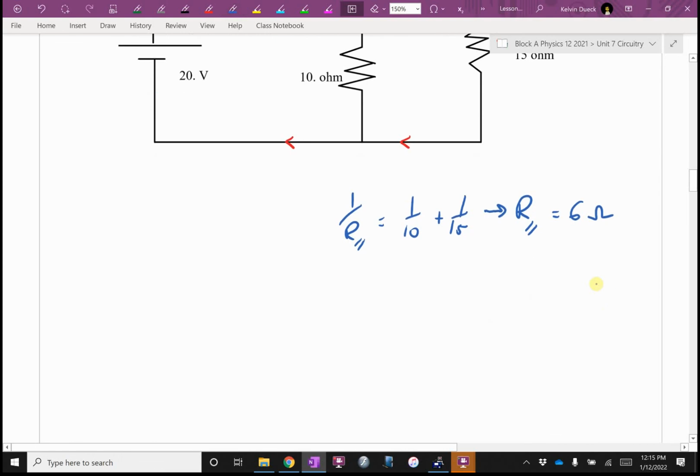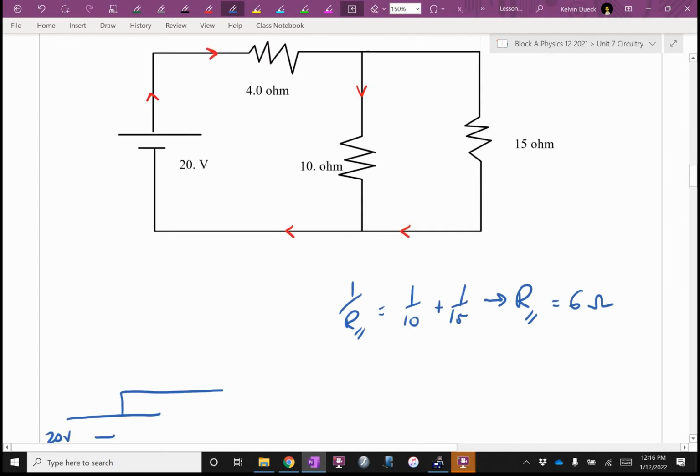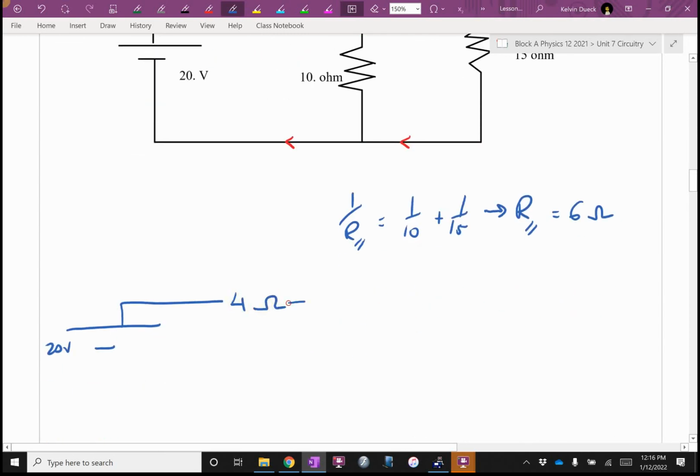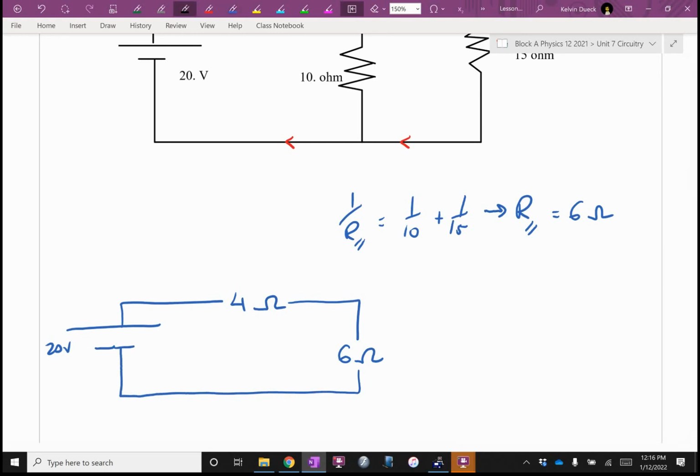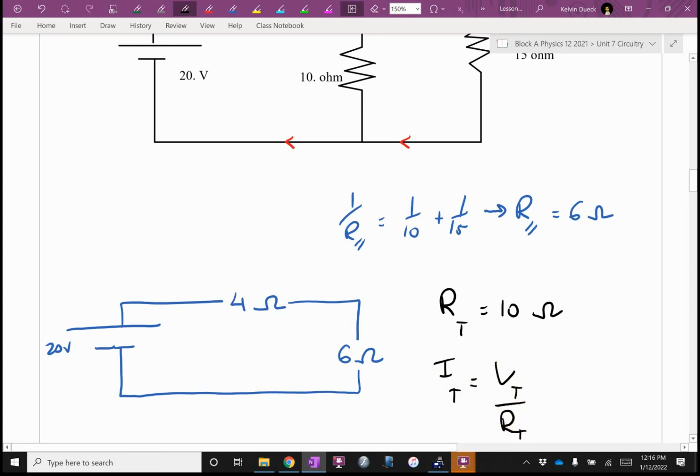So, I'm going to argue, if I do a quick sketch, that this circuit is actually a 4 ohm and a 6 ohm. How does that help? What's R total? What's the total resistance of this circuit? Now I can find I total, because I total is going to be V total over R total. V equals I times R, so I equals V over R.